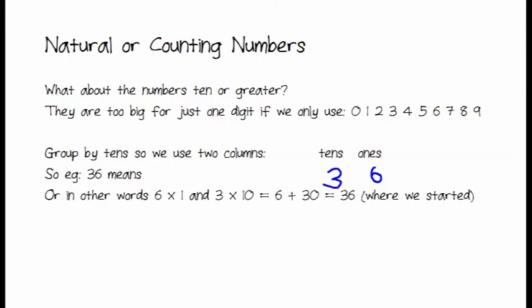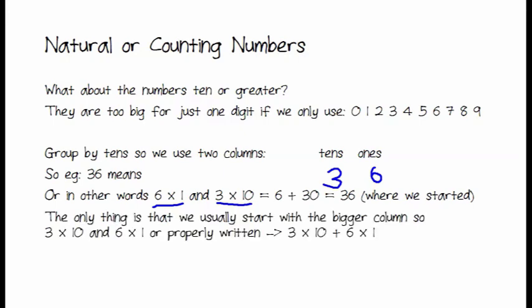We have 6 times 1, 6 ones, and 3 times 10. Or if we want to write it as a sum, 6 plus 30, and when we add 6 plus 30, we get 36, and that's exactly where we started. When we write this out in this way, we usually write with the bigger column first. So instead of writing 6 times 1 and 3 times 10, we would write 3 times 10 and 6 times 1, or if we write it properly, 3 times 10 plus 6 times 1. And this is known as expanded form.